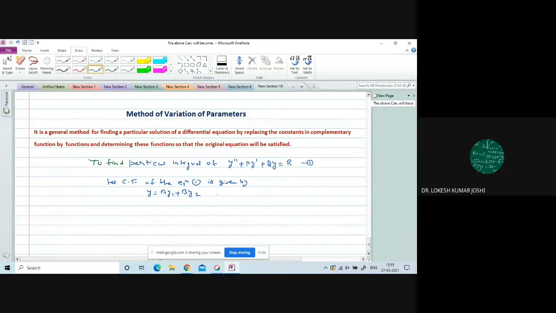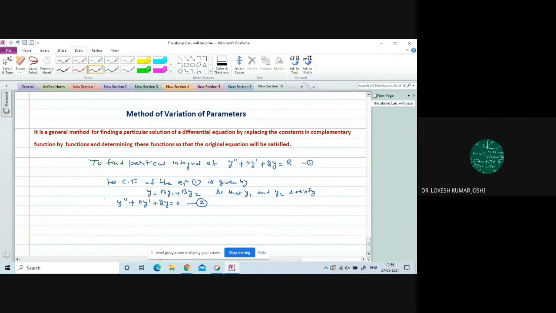So that y1 and y2 satisfy the homogeneous part, which is y double dash plus py dash plus qy equals to 0. Say it is equation number 2. Now our objective is to find out particular integral.